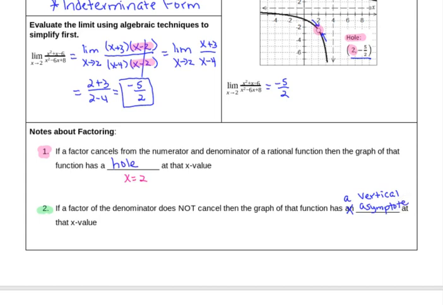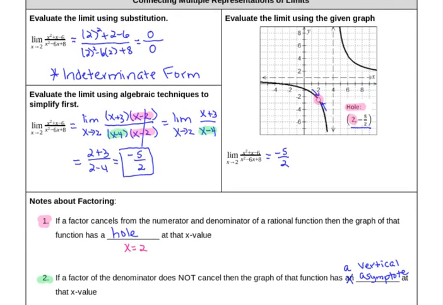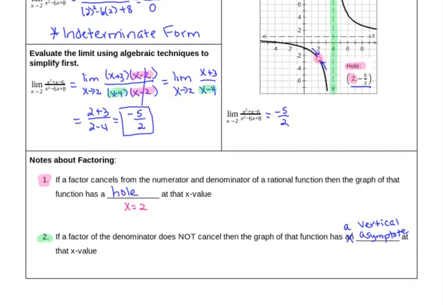At that x value. So when we look at our function first, excuse me, this x minus 4 did not cancel when we factored. We can see that it's still right here, which means at x equals 4, our graph has this vertical asymptote, and we can see that clearly right there.